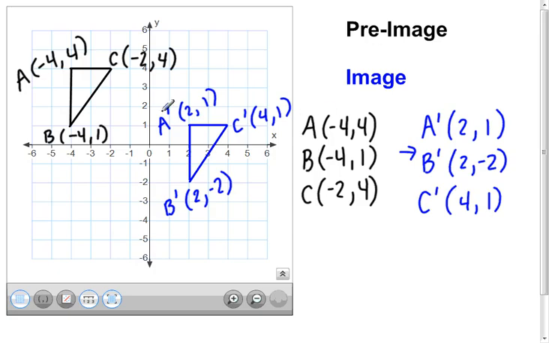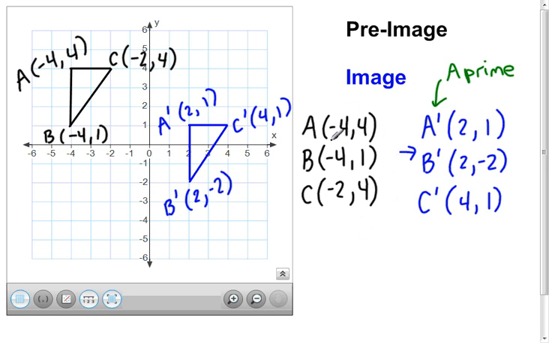So I have 2 different shapes. I gave you the coordinates. We have our pre-image in black, and then our image in blue. So if you look at the points, I went from A to, and notice I have that little symbol there, we're going to call that A prime. So I went from -4, 4 to 2, 1. Then I went from B to B prime, C to C prime, the pre-image to the image.